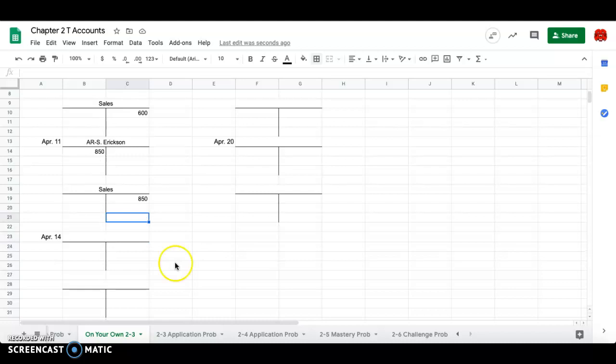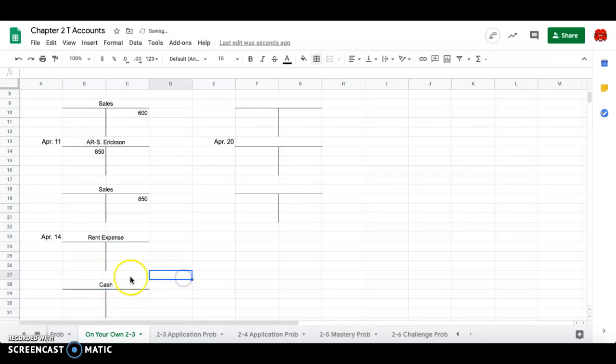I paid cash for rent. Okay, so I paid cash for rent. So rent is going to be those expenses. And expenses, I can tell you right now, always right now are going to have a debit balance. So whenever you come across an expense, it's always going to have a debit balance. So I'm going to put rent expense. And it said I paid cash, so I'm paying cash.